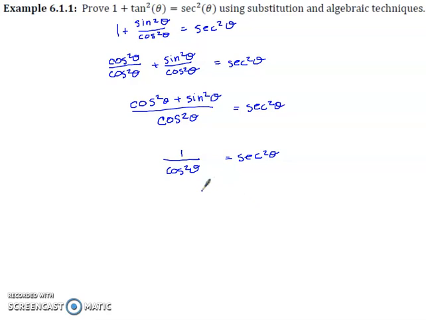And secant is the reciprocal of cosine, so this left-hand side then simplifies to secant squared of theta. And I have shown that that identity is in fact true. I simplified only this left-hand side to get it to match that right-hand side.